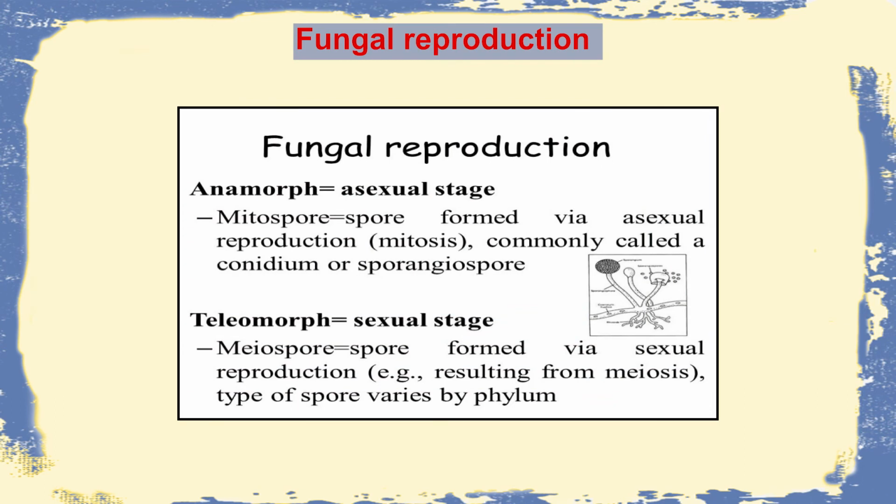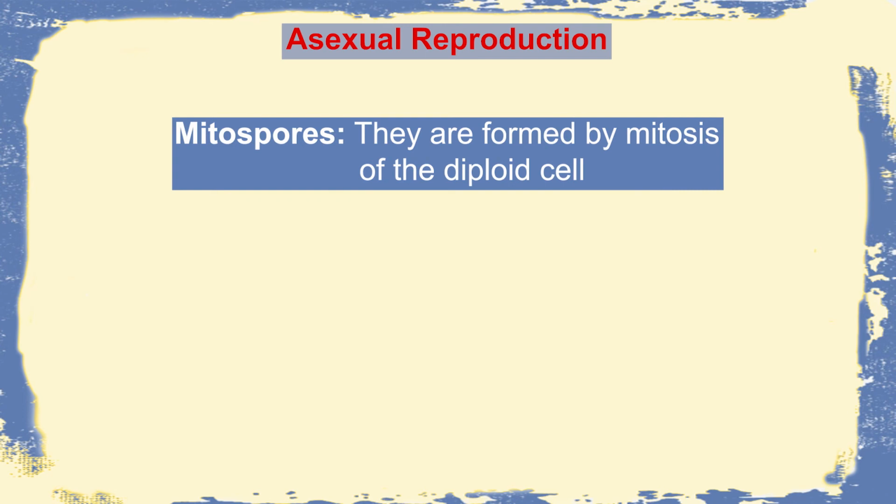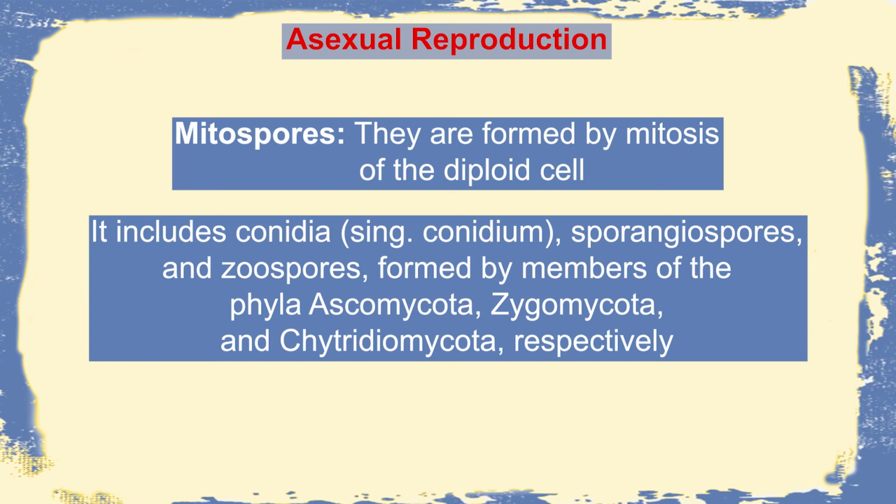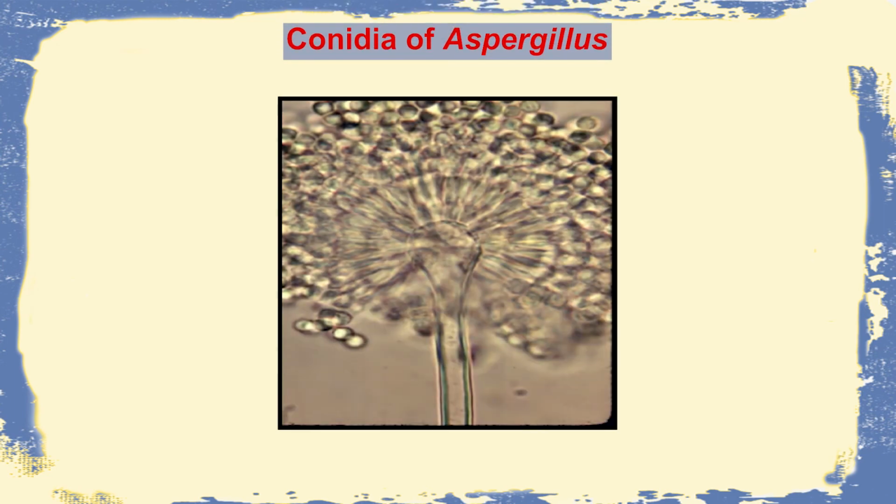Fungal reproduction mainly can be classified into anamorph, that is the asexual stage, and the teleomorph, that is the sexual stage. Asexual reproduction, because it is undergoing mitosis, the spores which are generated are called mitospores, and it includes the non-motile spores like conidia, sporangiospores, and zoospores are motile spores. And this particular structure, the mitospores, will include the unique thin-walled spores or conidia, which are cut off in acropetal or basipetal succession found in Penicillium and Aspergillus.